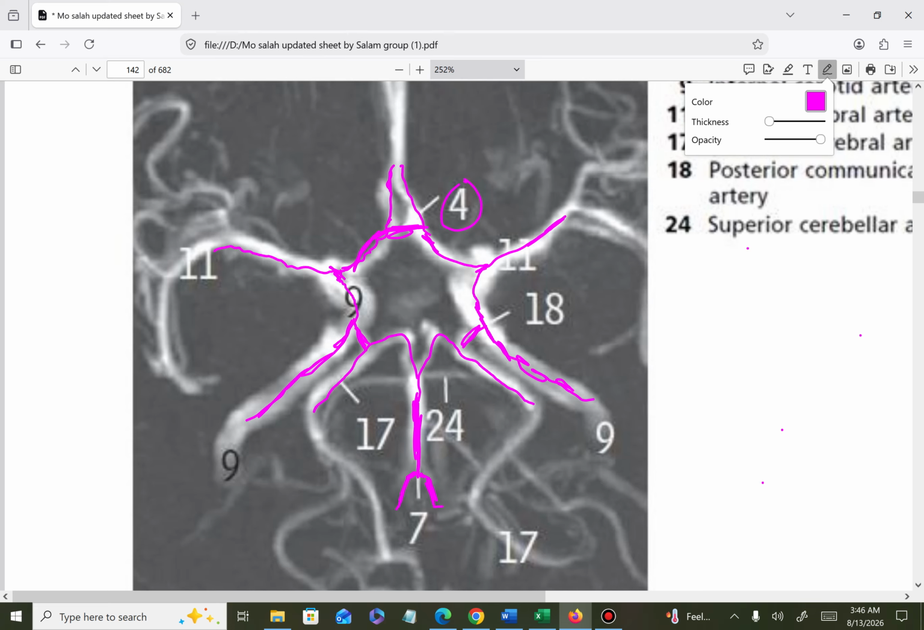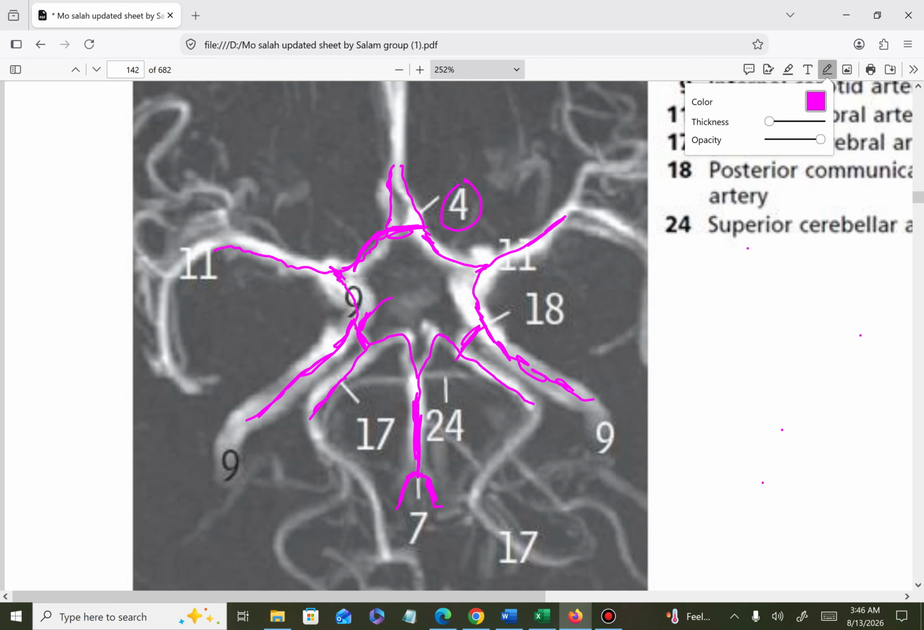Okay, so these are the posterior cerebral arteries, and the posterior communicating artery, which is the branch of the internal carotid, connects the internal carotid artery with the posterior cerebral artery. Okay, so this is the circle of Willis.